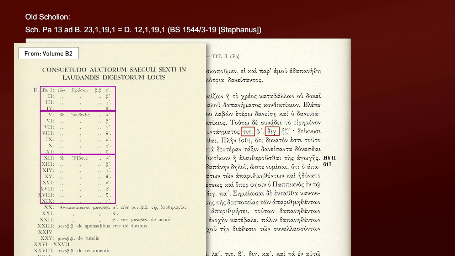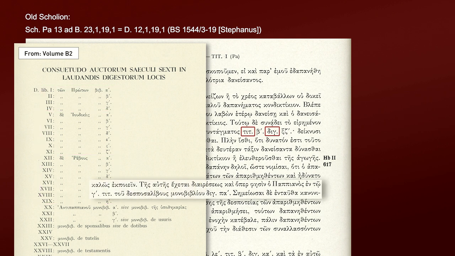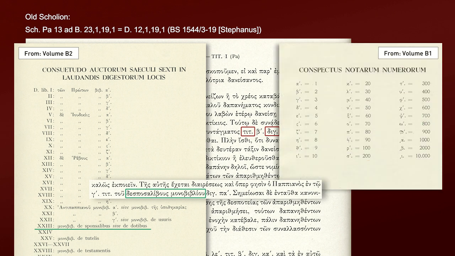In the scholion we find the following reference. Monobiblion De Sponsalibus corresponds with digest book 23. To identify the number we use the explanation in volume B1. Gamma means 3. Pi alpha means 81. Stephanus refers to book 23, title 3, fragment 81.